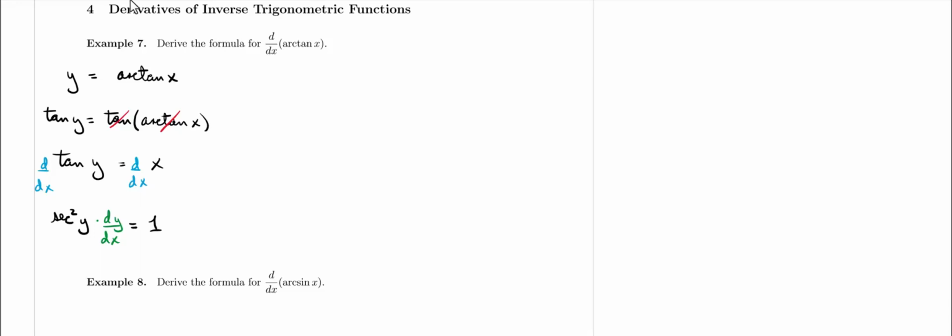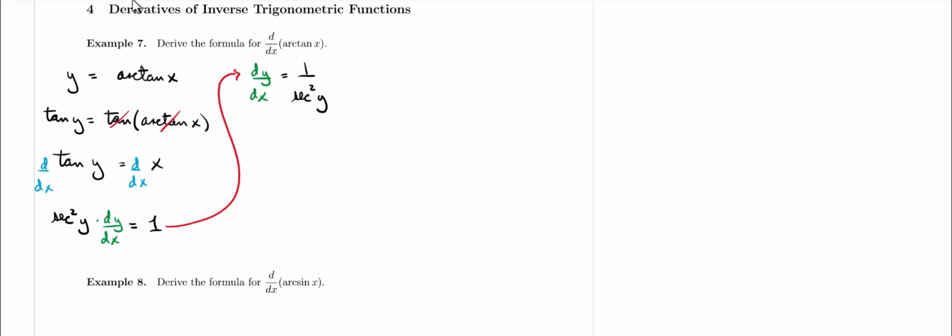Okay, well, now it's a matter of getting the dy/dx by itself, which we can do by dividing by the secant squared, which I'm going to do in the next step. So now we have dy/dx is equal to 1 over secant squared of y. However, this doesn't get us anything close to figuring out the derivative of the arctangent because now we have the function y here. And it's a little bit of a problem.